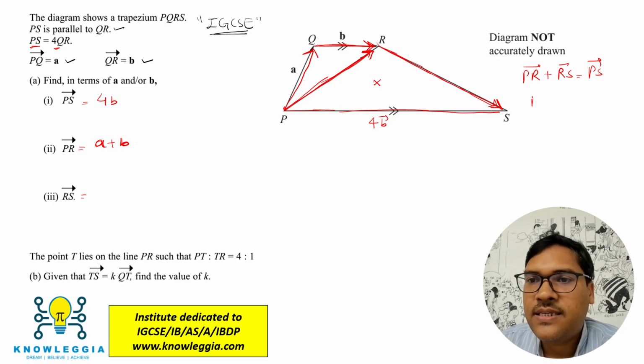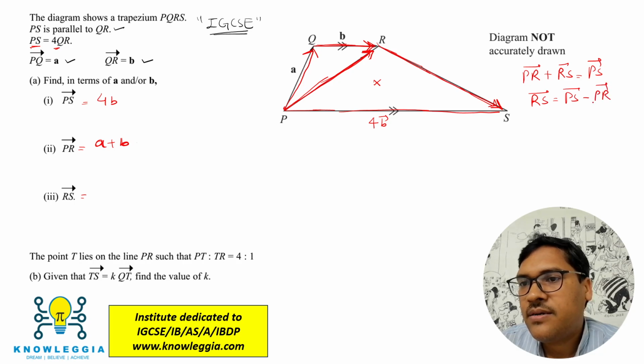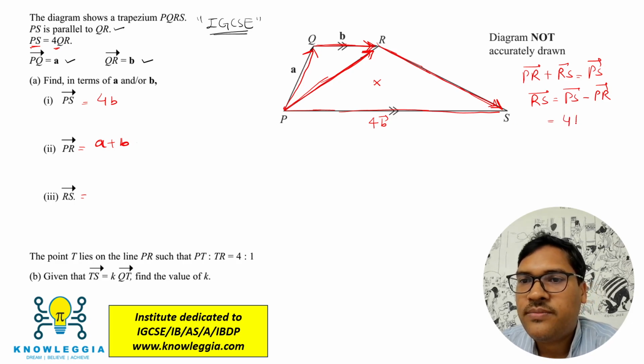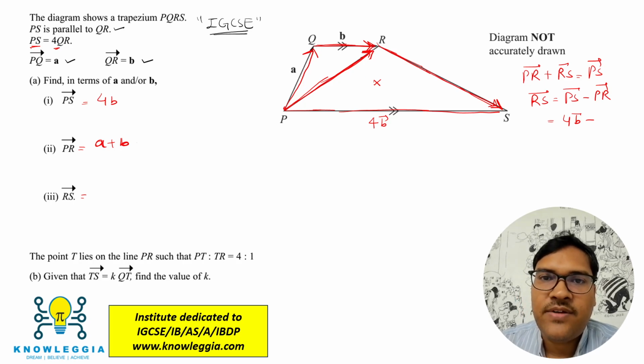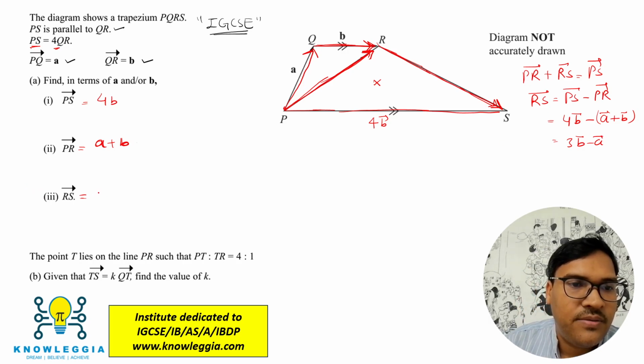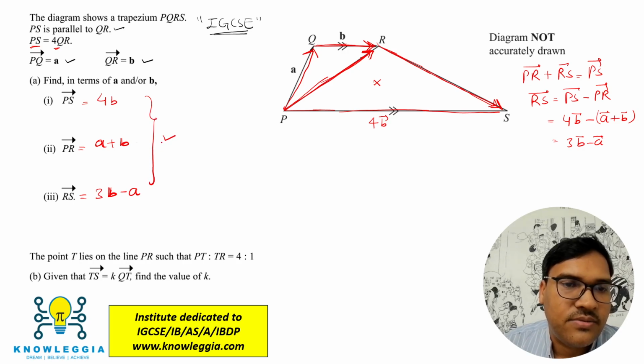So you can see what is RS vector. RS vector is equal to, you can subtract, PS vector minus PR vector. Now what is PS vector? We have already got PS vector. This is equal to 4B. What is PR vector? PR vector in the second part we got is A plus B. So you can simplify this and say this is 3B minus A. So I write this is 3B minus A. Basically these are vectors. Okay, so we have got these three answers.